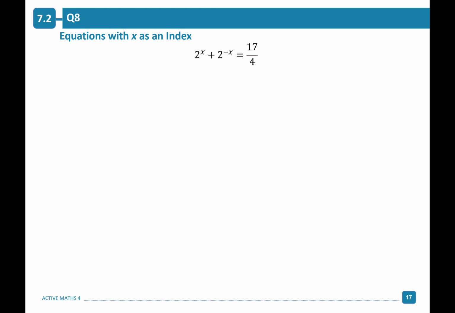Let's try another question. This is question 8, part 3. 2 to the power of x plus 2 to the power of minus x is equal to 17 over 4. The first thing we must do is bring all terms to one side of the equation. This gives us 2 to the power of x plus 2 to the power of minus x minus 17 over 4 equals 0.